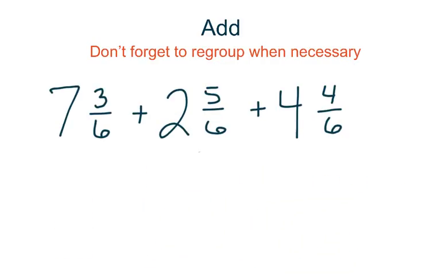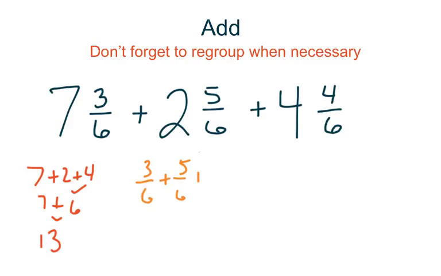All right, our next problem, again, add those 3 mixed numbers together. I'm going to go ahead and add my whole numbers. It doesn't matter which way it adds. I'm going to add my smaller numbers together, and then I'm going to add 7 plus 6, and I get 13. I'm then going to add my fractions of 3/6 plus 5/6 plus 4/6. And when I do this, I end up with 12/6.